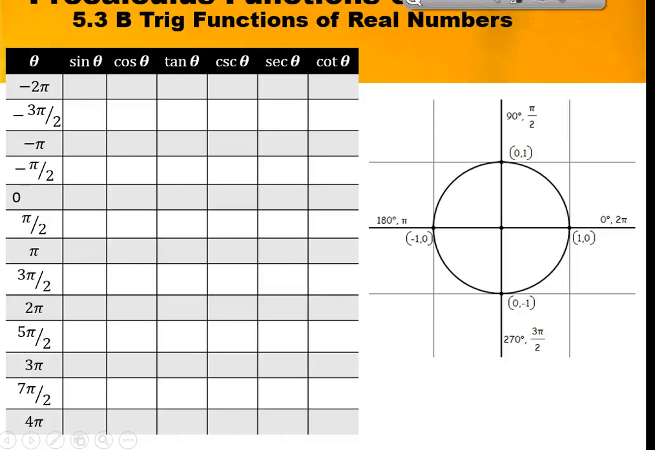Okay, good morning. So we're doing section 5.3b. You have a sub today. I'm counting on you all to be good for the sub.